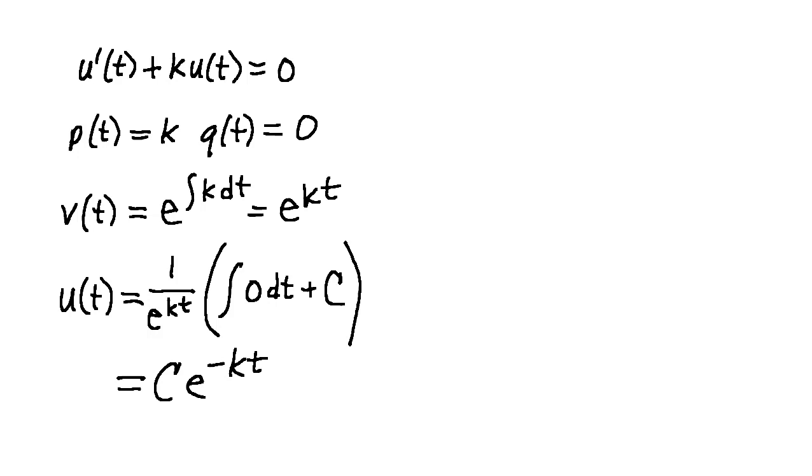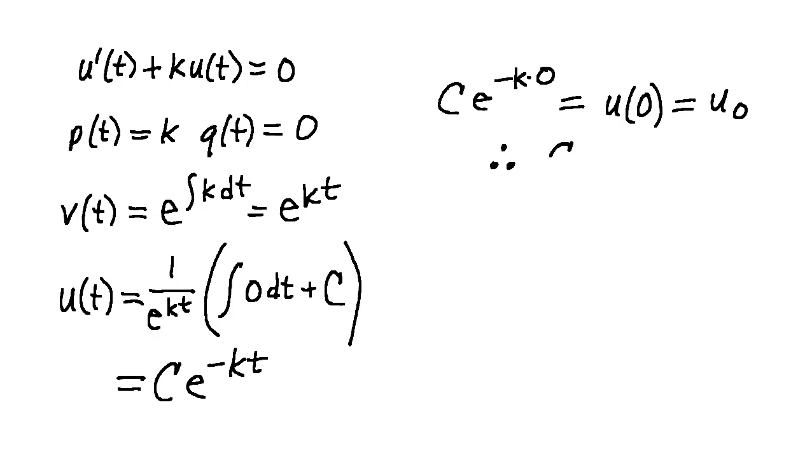To determine the correct value of c, we remind ourselves that u at time 0 equals u0, but also equals c times e raised to the power 0. From this, we conclude that c is equal to u0. The solution to the initial value problem can now be stated as u of t is equal to u0 times e to the negative kt.